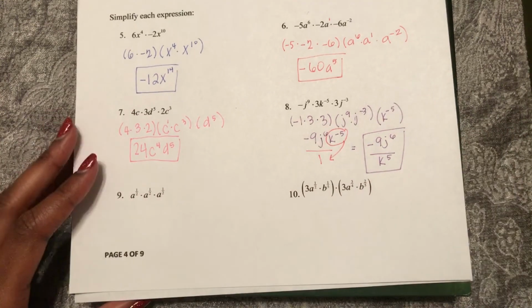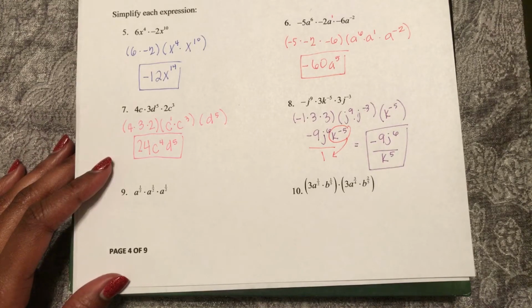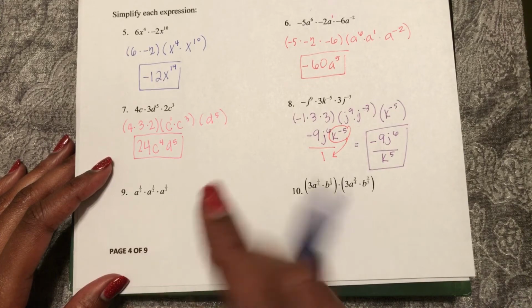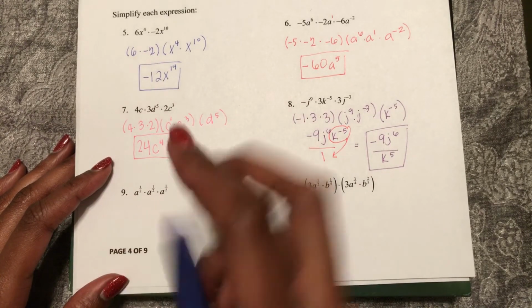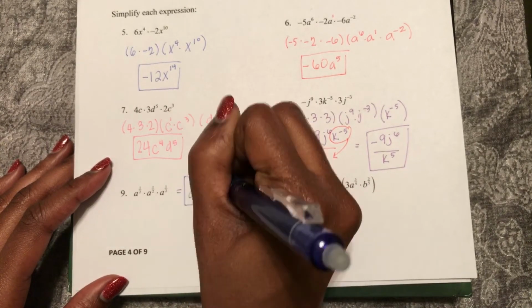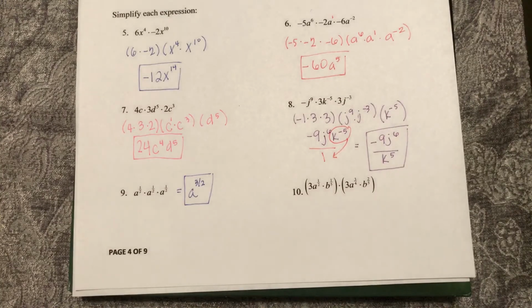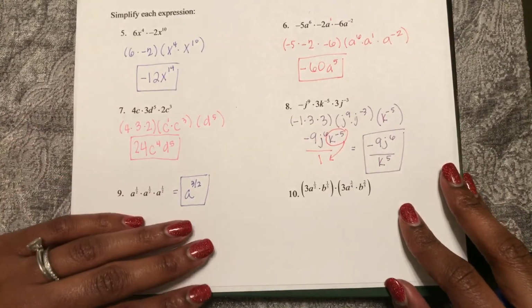A couple more to go. Of course, we have to deal with fractions. You can't get away from them even with exponents. So I'm using the same property. This becomes 1/2 plus 1/2 plus 1/2, which is a to the 3 over 2 power. We can do that. You can leave improper fractions for your powers.